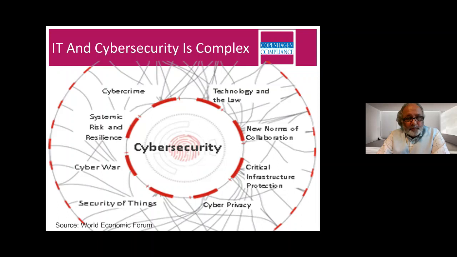Now, as we all know, cybersecurity is complex. There are many things that we need to focus on. These are just a few examples as suggested by the World Economic Forum. We have a cyber war, and somehow we need to go from cyber war to cyber privacy. We have the technology and some of the laws that govern the technology. Unfortunately, we do not have any global law. We still do not have a global law on data protection.